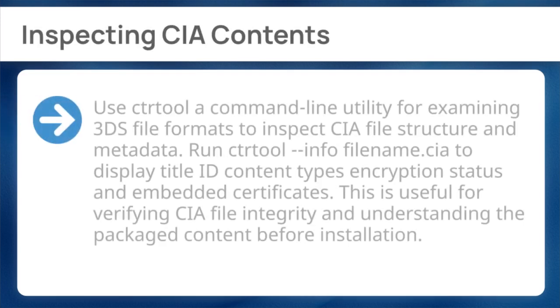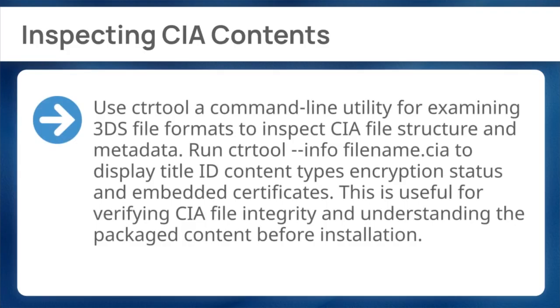Next, inspecting CIA contents. Use CTR Tool, a command line utility for examining 3DS file formats, to inspect CIA file structure and metadata. Run ctrtool --info filename.cia to display title ID, content types, encryption status, and embedded certificates. This is useful for verifying CIA file integrity and understanding the packaged content before installation.